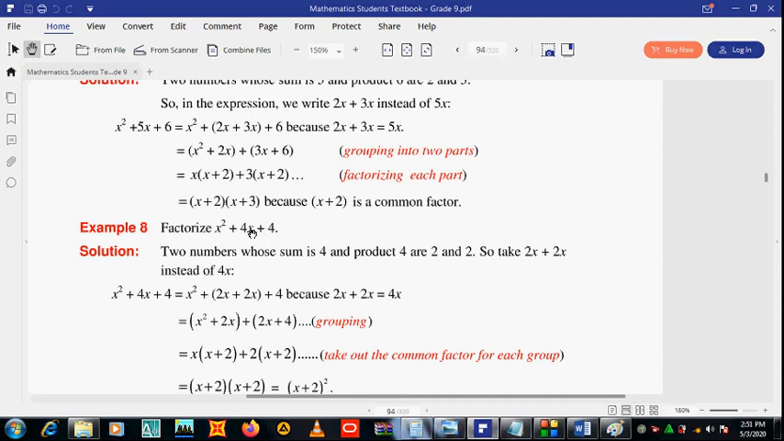When you factorize, don't forget the sum of the two numbers is B, and their product is AC. Then find two numbers whose sum is 4 and whose product is also 4. This is very easy.